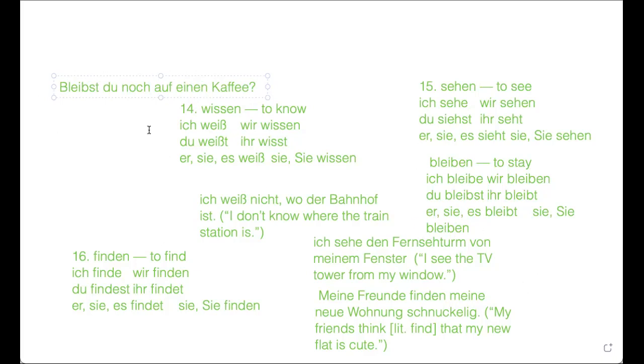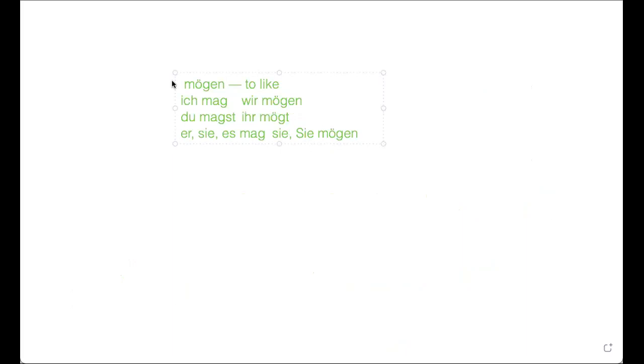Mögen. Read aloud, my teammates. Mögen is my verb to like. Ich mag, du magst, er/sie/es mag, wir mögen, ihr mögt, and sie mögen. Du magst, you like. Mögen is my verb to like, my teammates. Is it clear to you?